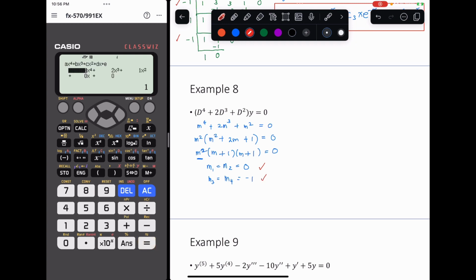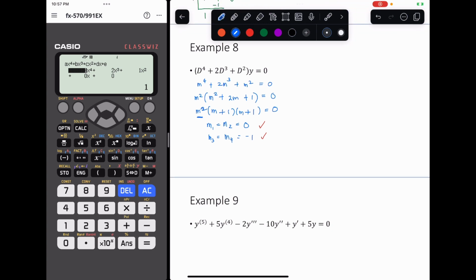Okay, so that's the problem with this calculator. It will not show which number will repeat. But in this case, as long as you know how to factor it out or how to use synthetic division, it will clearly show what the roots are. So in this case, there are two case 2s. We have m1 and m2 which is 0, and m3 and m4 which is -1.